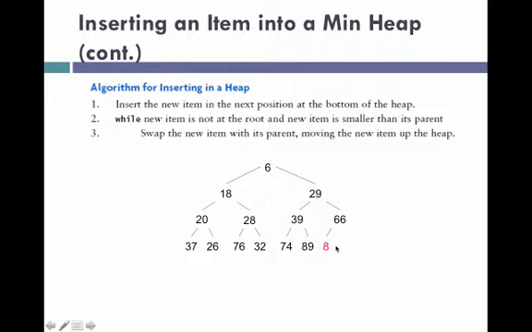Suppose we next added an 8 to the heap. Now since 8 is less than 66, we'll swap it with its parent. Since 8 is less than 29, we'll swap it with 29. And now 8 is in its proper location, and we have a valid heap.